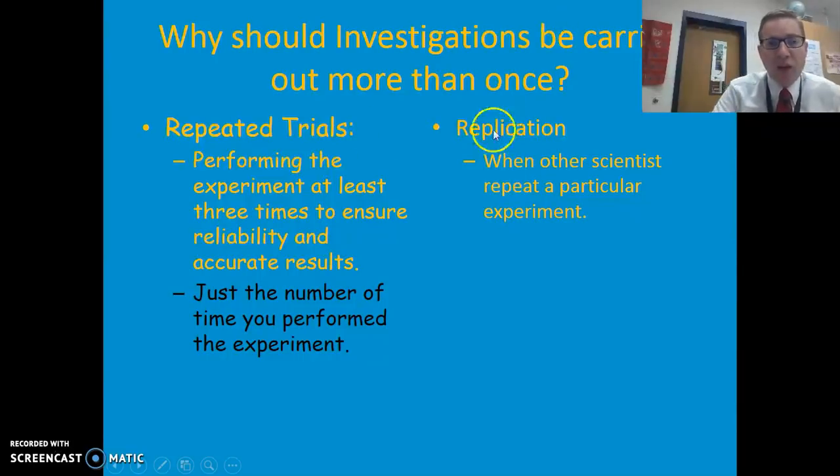The other type is called replication. This is when other scientists repeat a particular experiment. So if I did it by myself over and over and over again, that's repeated trials. If I had other teams or other students do it, that's replication. Okay. So repeated trials is just the number of times you perform the experiment. You should do at least 3.